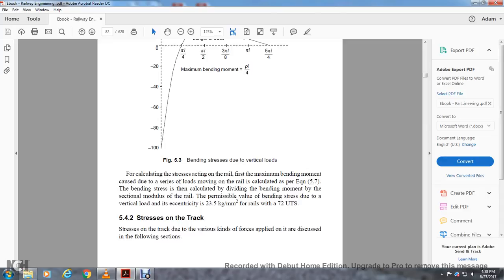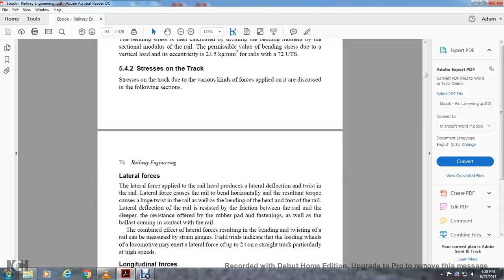The track is subjected to various kinds of forces, which are discussed in the following sections. Lateral force. Lateral force applied on the rail head produces lateral deflection, twisting the rail. The lateral force causes the rail to bend horizontally, resulting in torque caused by the twist of the rail as well as bending of the head. Lateral deflection of the rail is resisted by the friction between the rail and the sleeper, and by the resistance offered by the rubber pad and fastening as well as the ballast coming in contact with the rail.